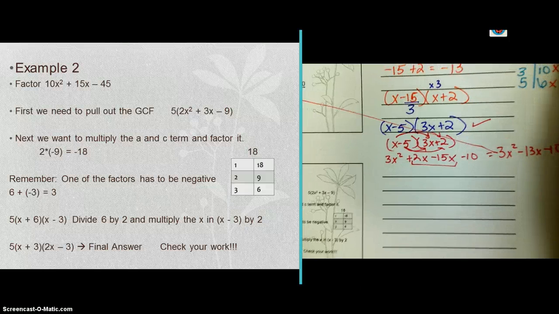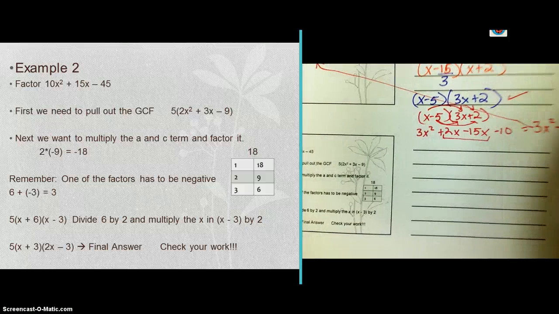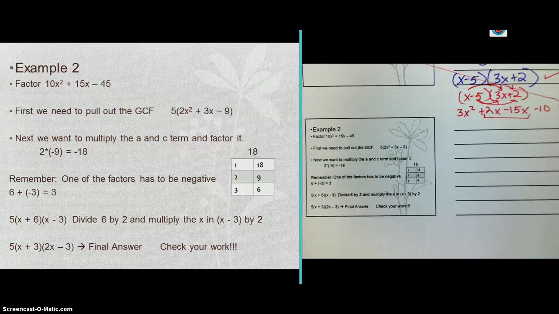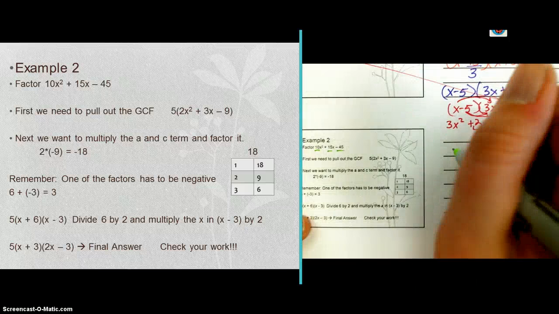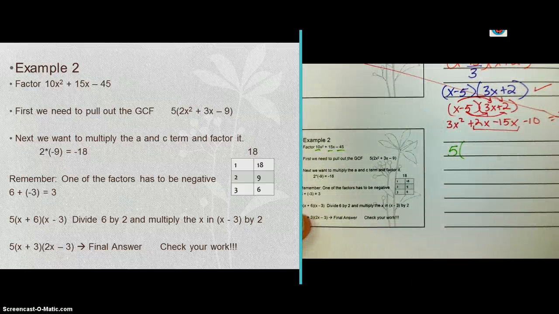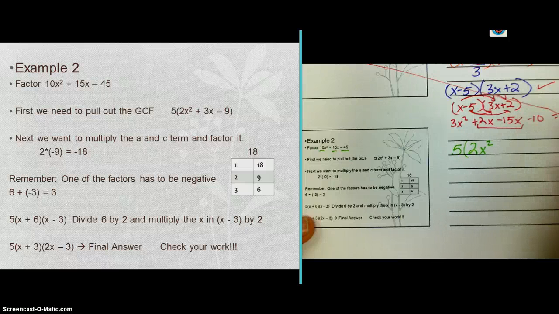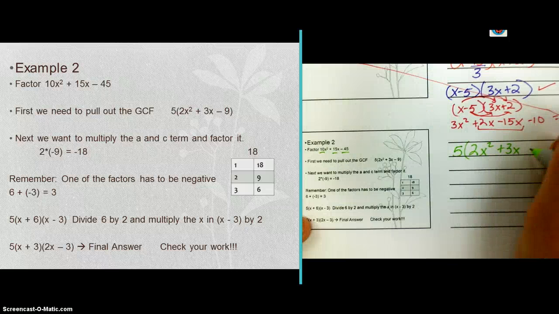Now we're going to try another. First we want to factor out 10x squared plus 15x minus 45. So we want to pull out the GCF here. To find our GCF, we can see what they all have in common. We have 10, 15, and 45. We know that 5 can go into all of these, so our GCF is 5. When I pull 5 out of 10x squared, I'm left with 2x squared. When I pull 5 out of 15x, I'm left with 3x. And when I pull 5 out of negative 45, I'm left with negative 9.